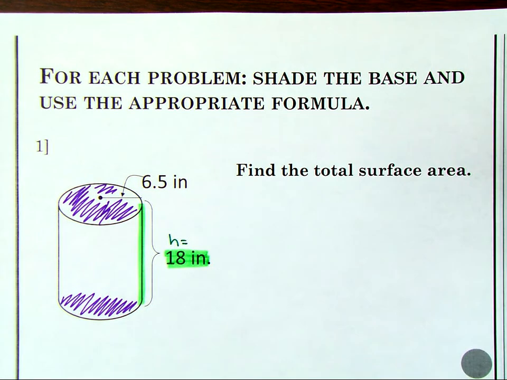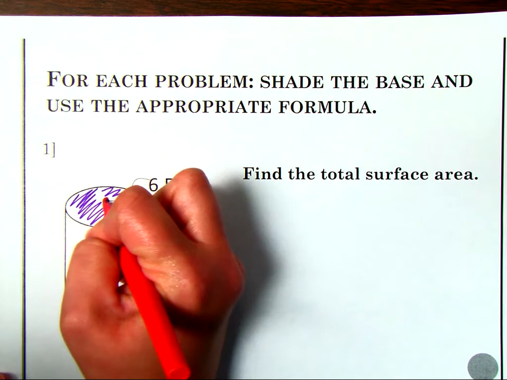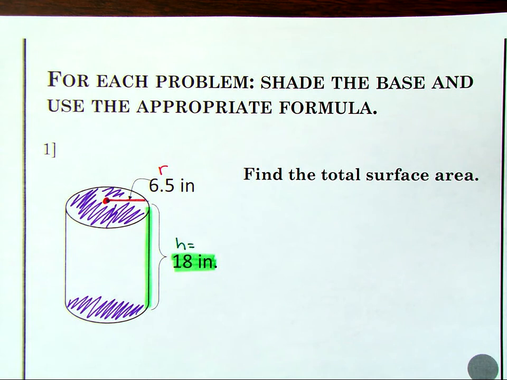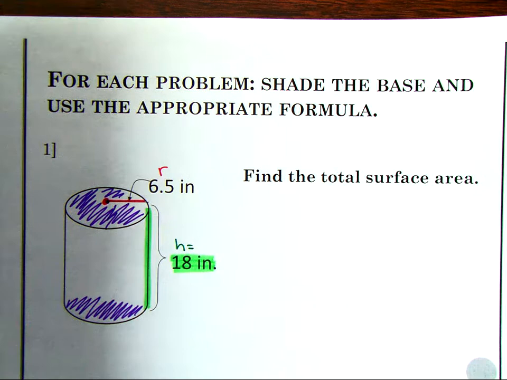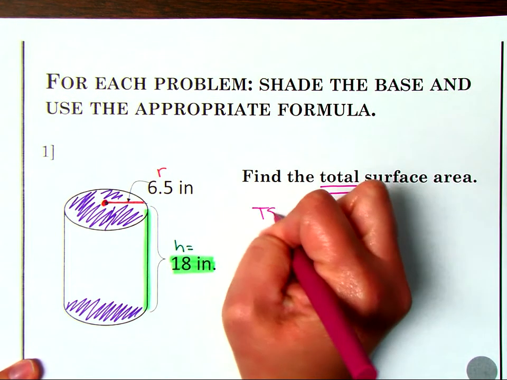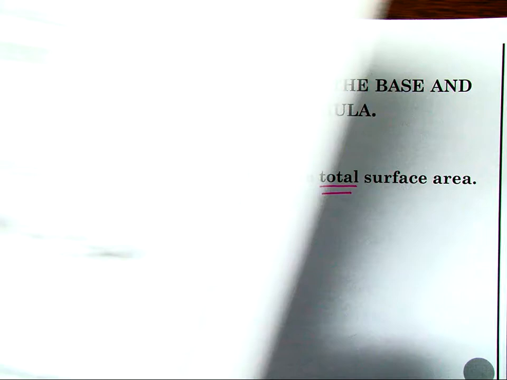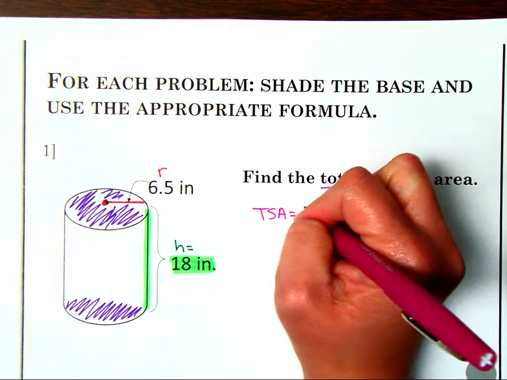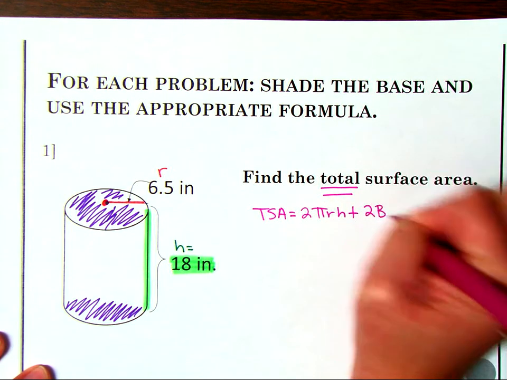So that's my height. Well, let's talk about what this 6.5 is. This is from the center to the edge of the circle, so that's my radius. So I already know my radius and I know my height. So this question wants me to find the total surface area. So I need to use the total surface area formula. And I can look at my math chart or my previous notes, and I see that this is my formula. So I'm going to write that down first. 2 pi r h plus 2 and a capital B.